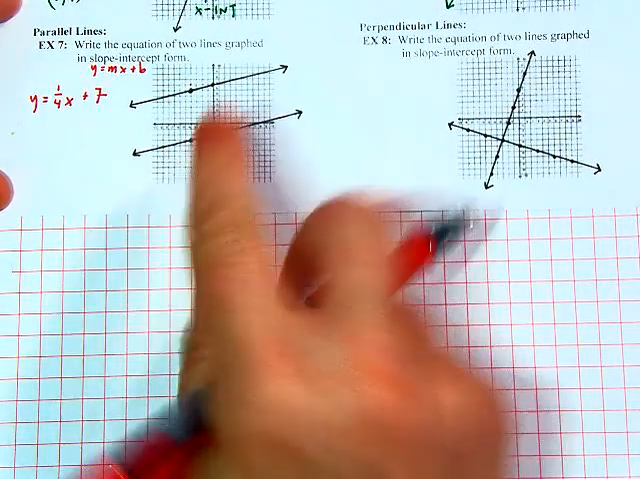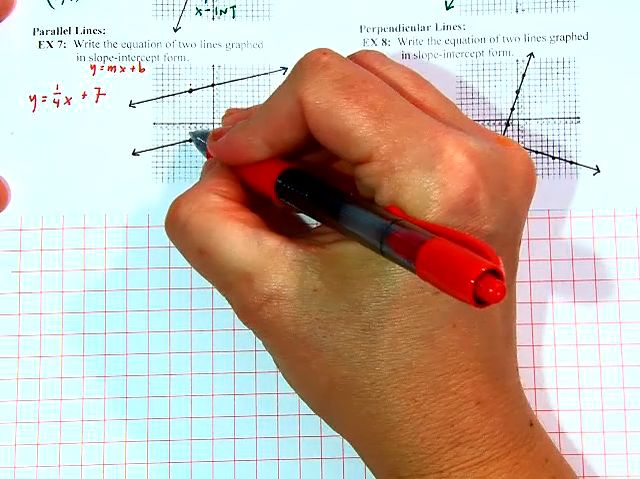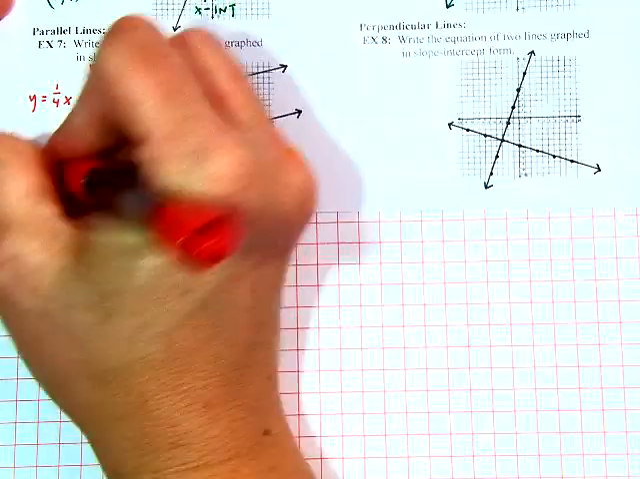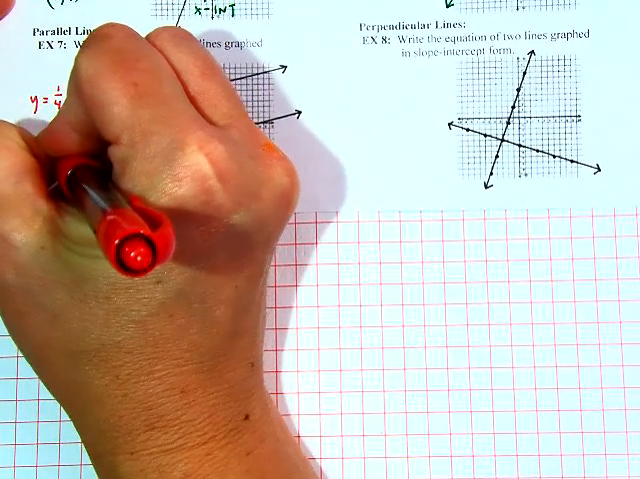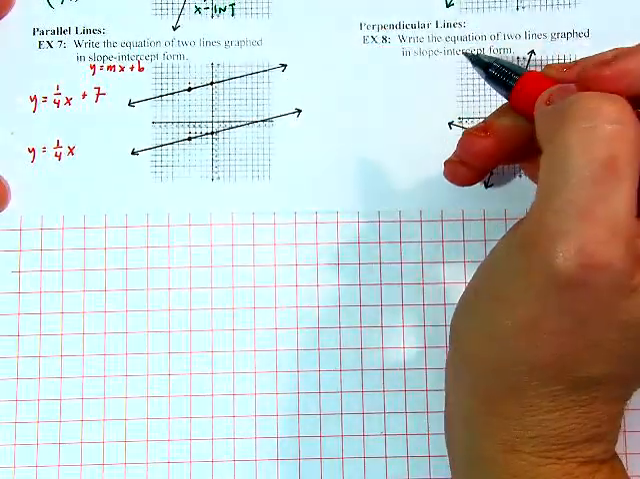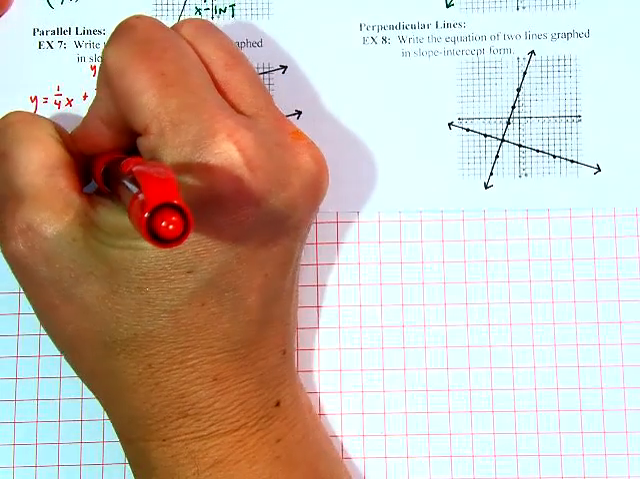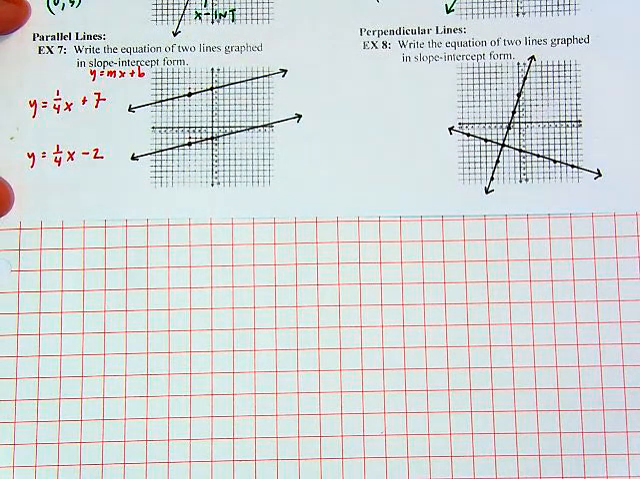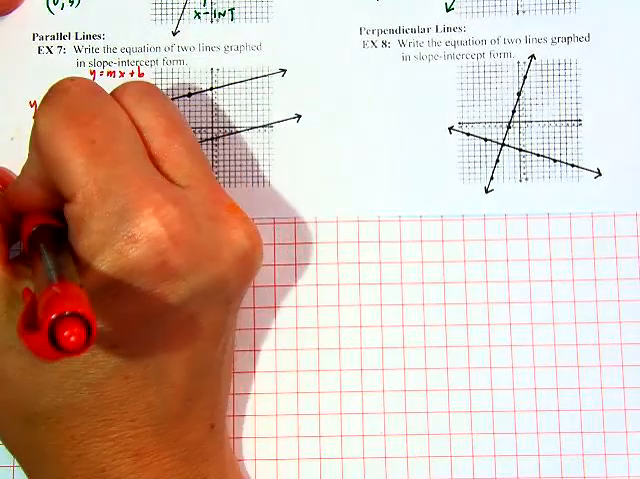Okay, down here I can see, oh, my slope is the same. So up 1 and right 1, 2, 3, 4. So y equals 1/4 x, and the y-intercept is at negative 2, so minus 2. So here what I want you to notice with the parallel lines is that they have the same slope. They have different y-intercepts, but they have the same slope. So I'm going to add that.